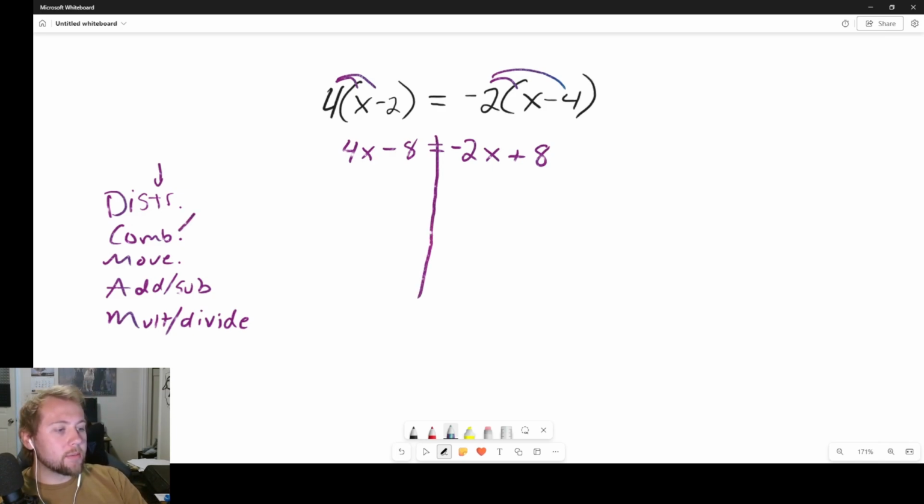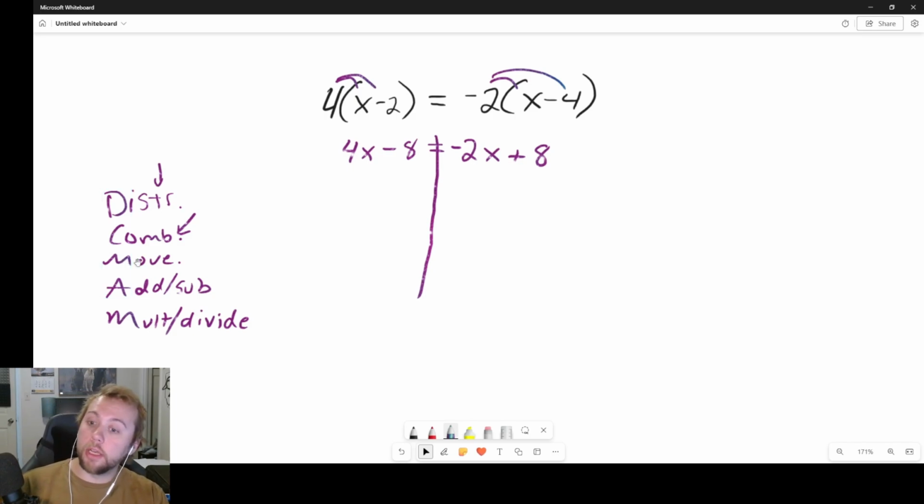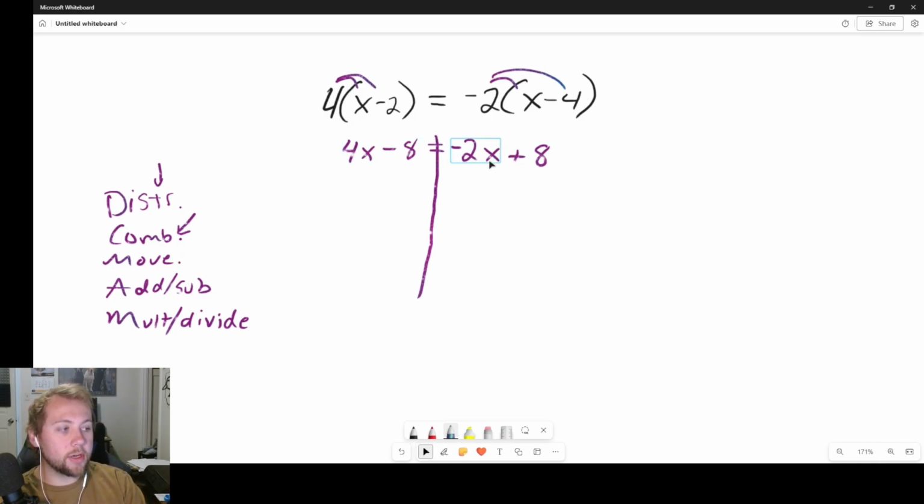My next step is to combine any like terms. I can't combine 4x and -8, and I can't combine -2x or +8. So I'm going to skip that step. So now we're moving our variables. If you are stuck on what to do, you're probably on this step, moving the variables. So we need to move all our variables to the same side. So I could either subtract 4x and move it over here, or add 2x and move it over here.